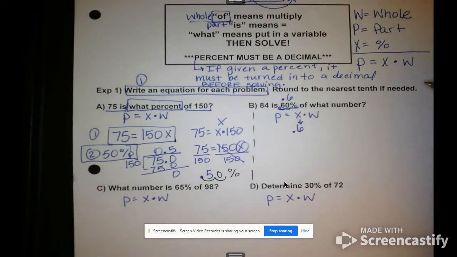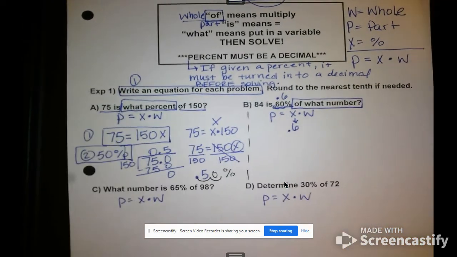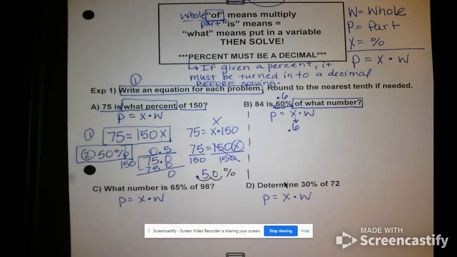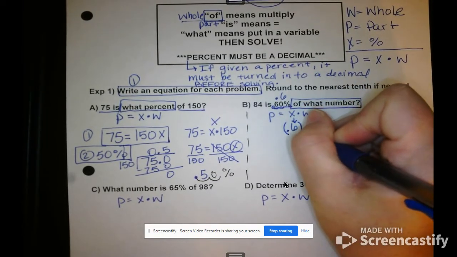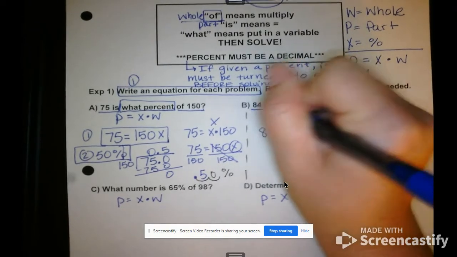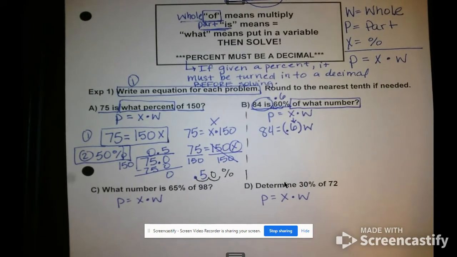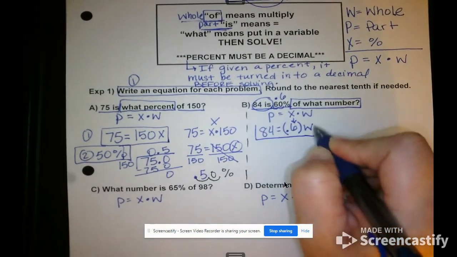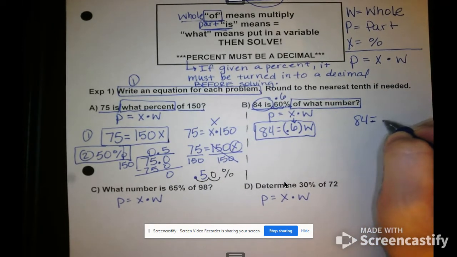All right, so I have 84 is 60% of what number? So it's saying of what number? That means what am I not going to have? I'm not going to have the total. So I'm putting parentheses just around that to make it a little bit prettier. So that makes 84 my what? Part. Because 84 is my part. Okay, so can I solve that now? I'm going to go ahead and box that in because that's my equation. I'm going to rewrite it over here just for solving purposes.